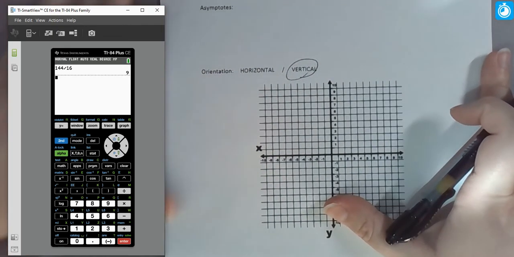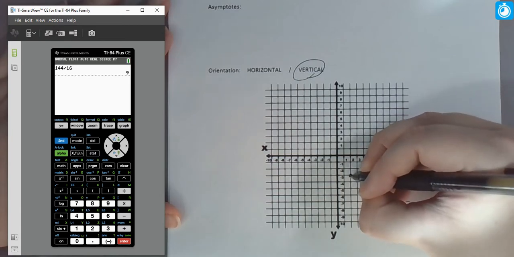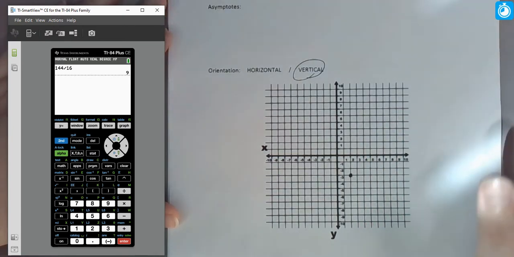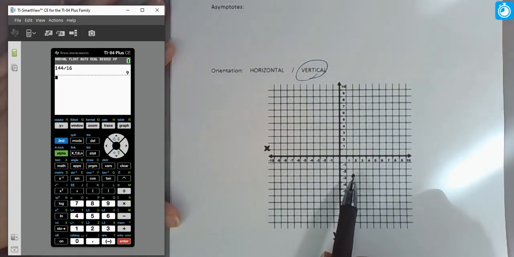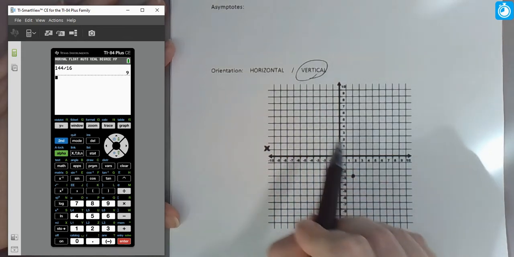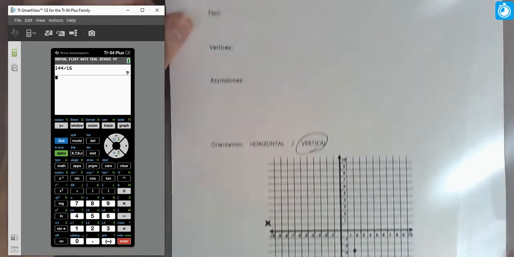So let's put that on the graph. So 2, negative 1, negative 2, negative 3. Now remember, that's not actually on the branches, but it is truly the center. So the branches are going to be distributed from there. And since we're looking at a vertical hyperbola, we have a branch above that, we have a branch below that.